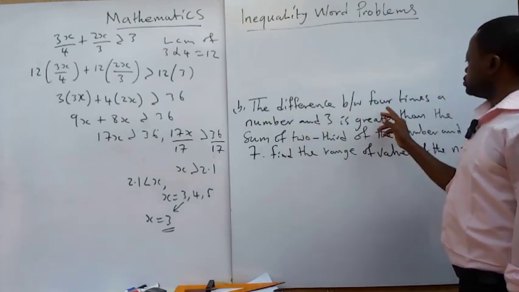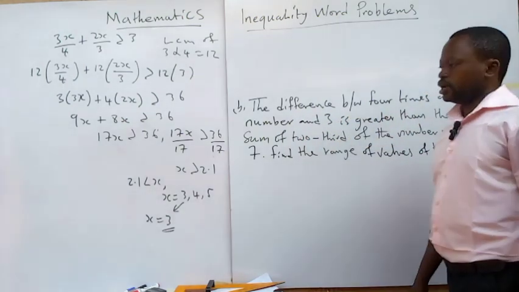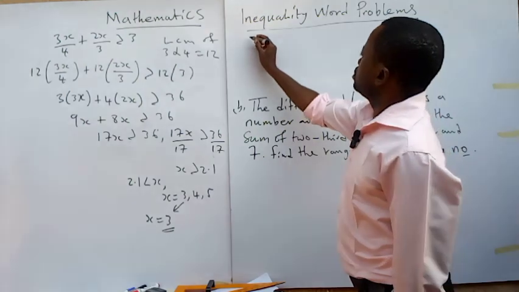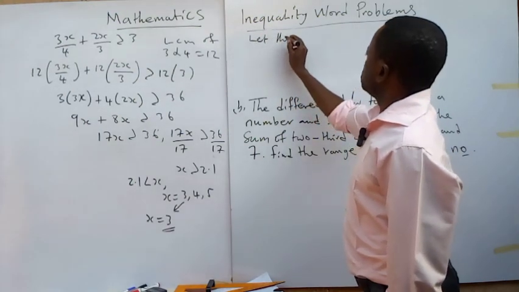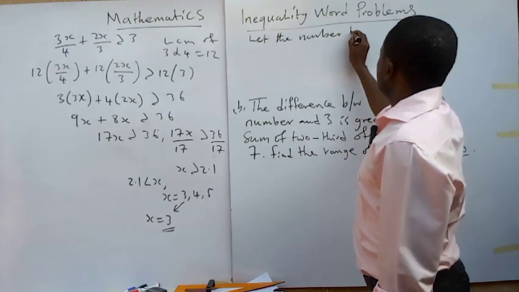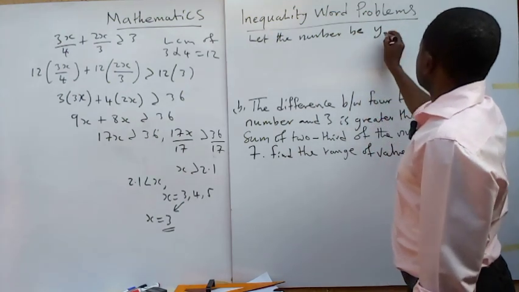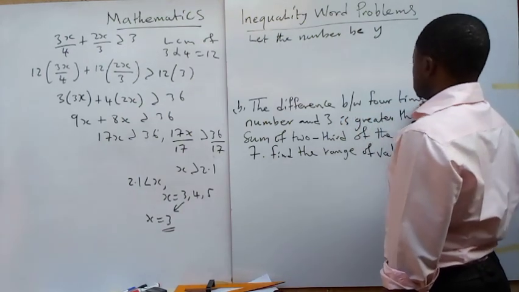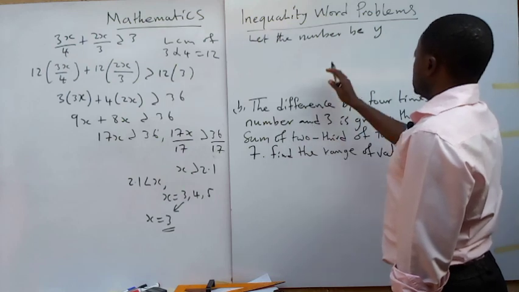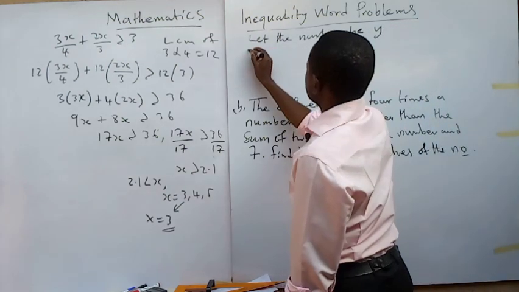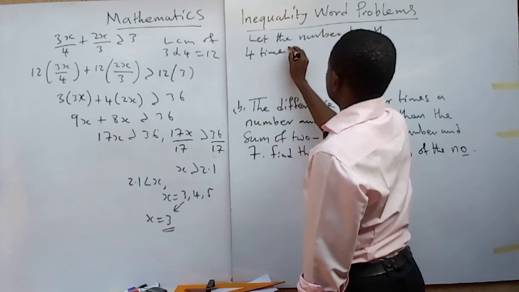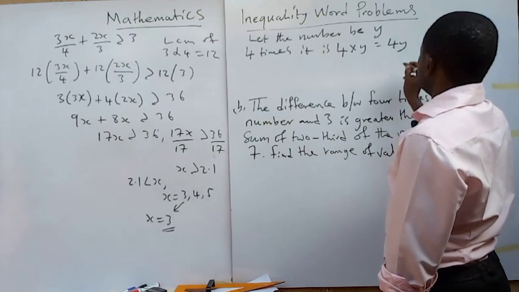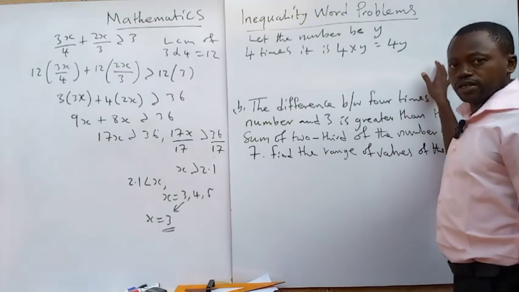The difference between 4 times a number. If you followed what I did in the first one, you quickly say, let the number be, let's say y. Let's use y this time around. The difference between 4 times a number. So let the number be y. That means 4 times it is 4 times y, which is 4y. I'm sure you got that explanation.